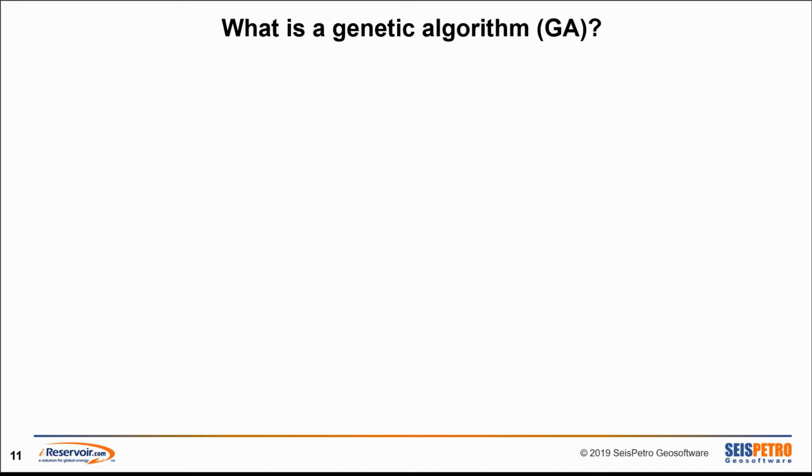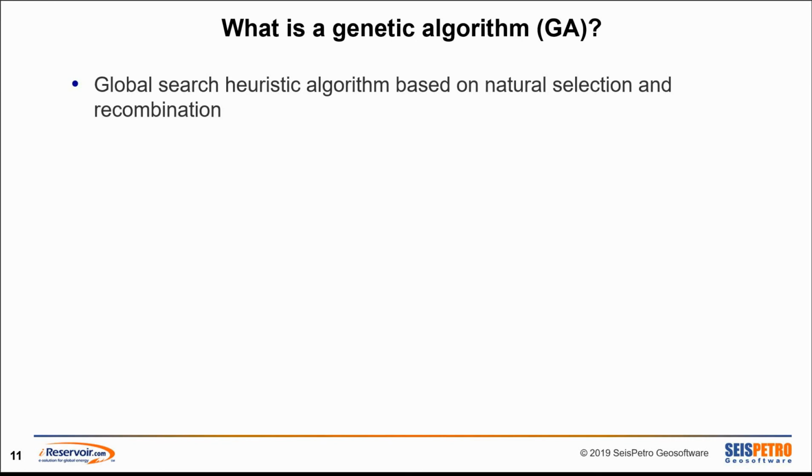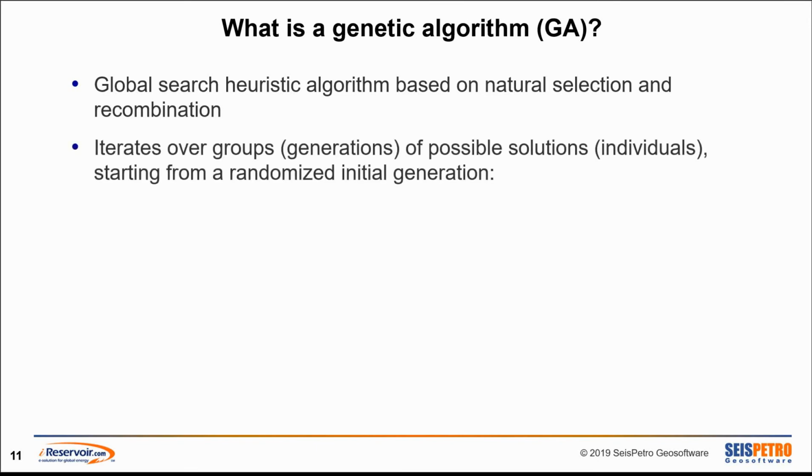As I said before, we're going to use a genetic algorithm to solve our global nonlinear optimization problem. But before we go into the details of how we do that, I'm going to summarize very quickly here what is a genetic algorithm. A genetic algorithm is a global search heuristic method based on natural selection and recombination. We iterate over groups that we're going to call generations of possible solutions that we're going to call individuals, starting always from a randomized initial iteration.